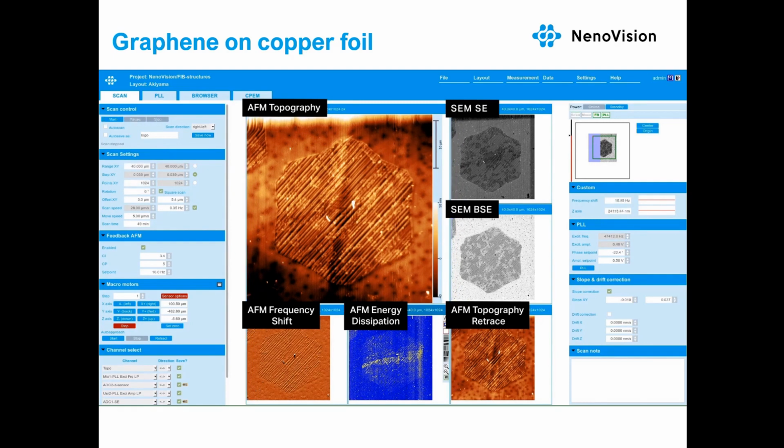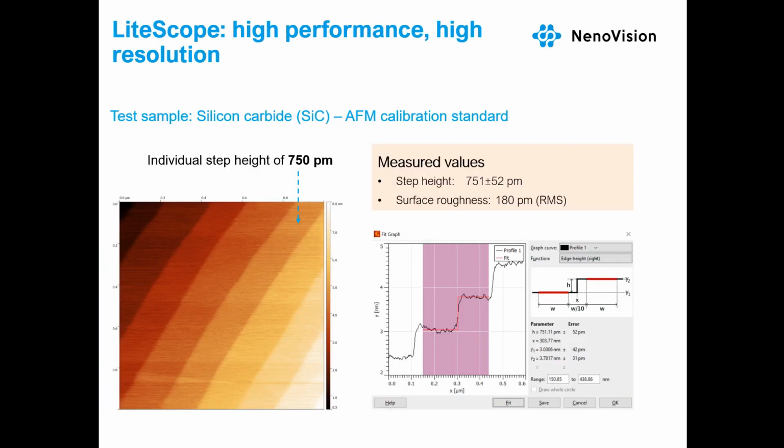The ability to image sub-nanometer structures is an important prerequisite in the field of 2D materials. This slide shows LiteScope performance on a silicon carbide test sample with individual step height of 750 picometers. LiteScope detects the step height precisely with approximately 50 picometer error, and the surface roughness of this sample was established to 180 picometer root mean square.